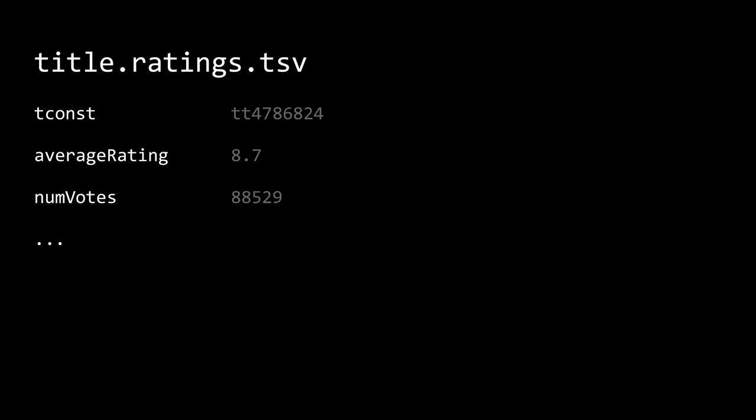But what's really fun in IMDb is that it also has a bunch of ratings that humans have typed in saying, I give this a 10 out of 10, a 0 out of 10, and so forth. And they keep track of the number of votes that shows have gotten. And so in title.ratings.tsv, yet another file you can download from IMDb, you can look up a given tconst, the unique identifier for a title, what its average rating is, and the number of votes.